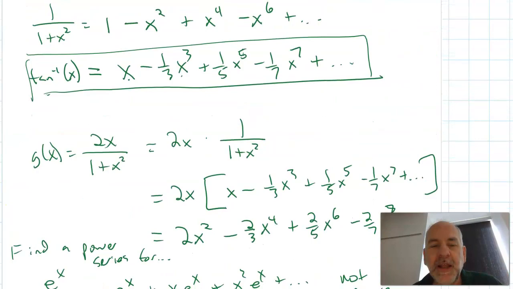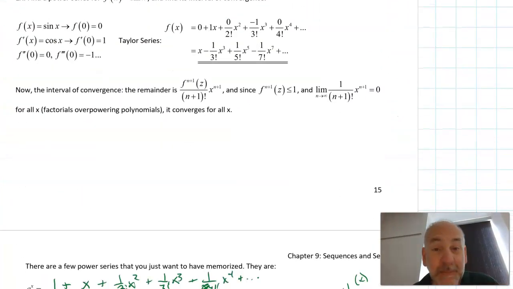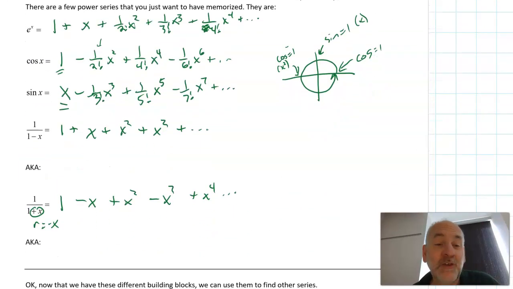But that was the first part. And the second part is, if we don't have a geometric series for something, then we can make a Taylor series for it instead. And that can create a power series.